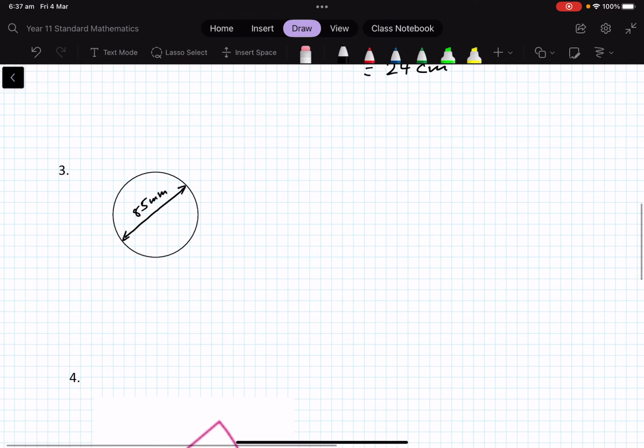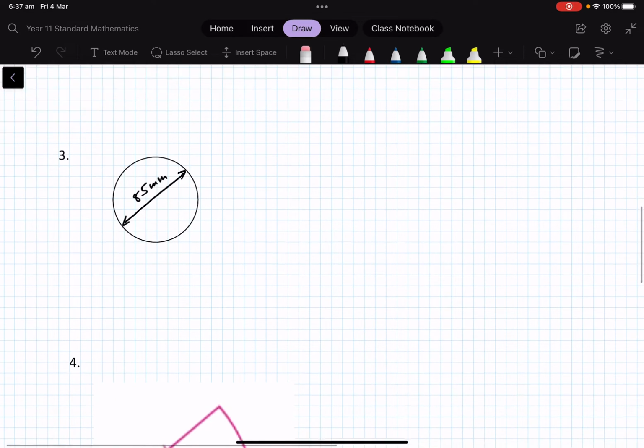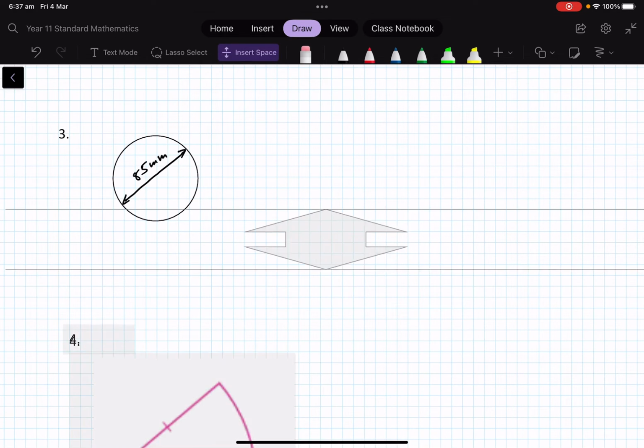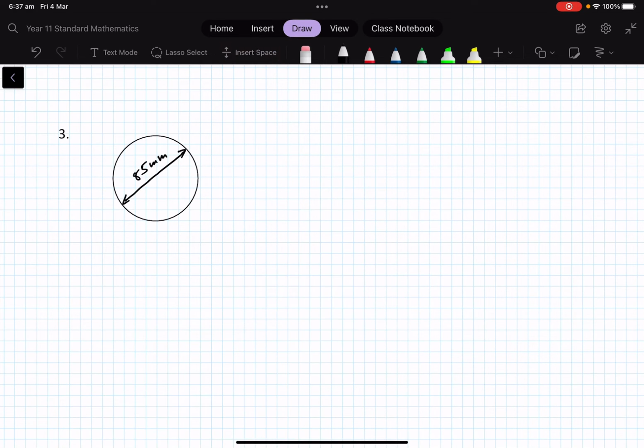Here we have a circle. Now, this measurement, 85, of course, we call the diameter.